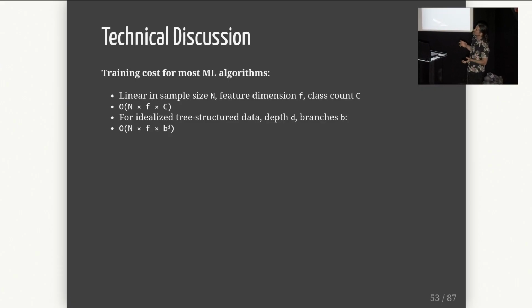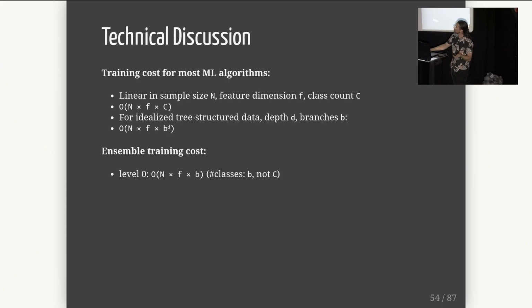So the cost for most ML algorithm training is usually linear in features and samples and classes. And so if you have a hierarchy of classes, let's say you have an ideal structure of data where the class structure is branch factor B, depth D, then you have B to the D classes. So I just substituted that there. So the ensemble training cost: at the root you're training on the whole data set, but there are only B classes, not C, which is this exponential B to the D. And that's just substituting into the regular classifier cost.